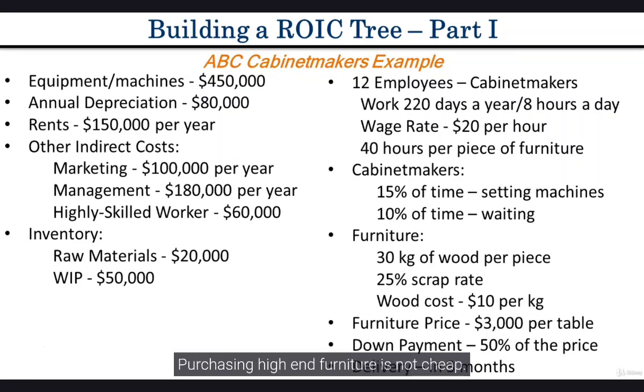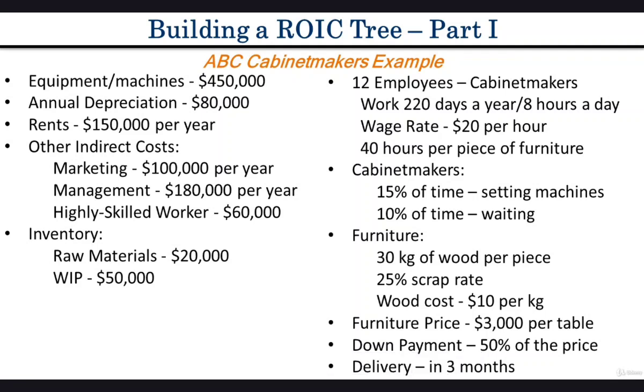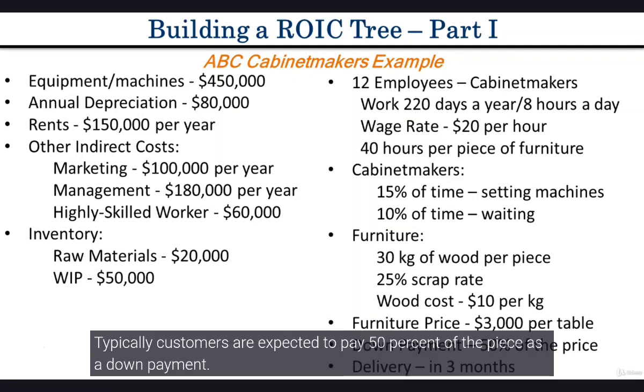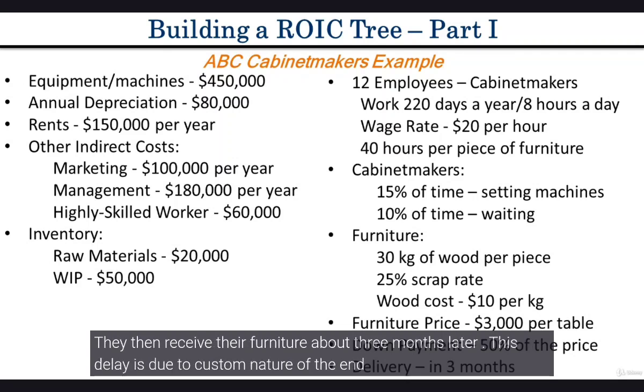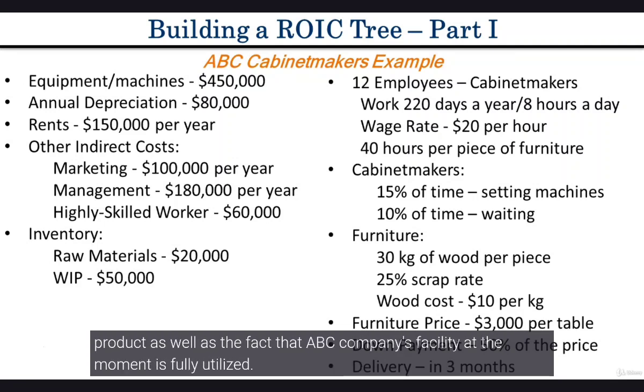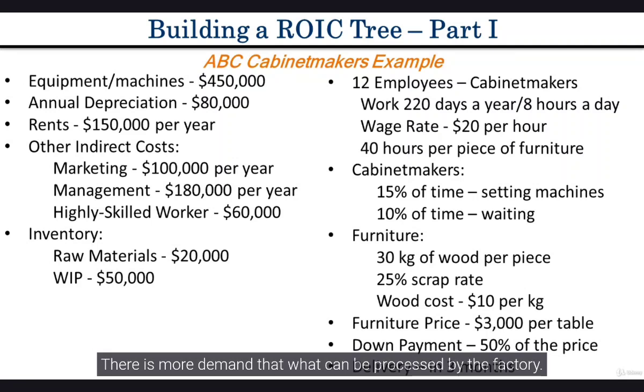Purchasing high-end furniture is not cheap. Customers pay about $3,000 for a dining table. Typically, customers are expected to pay 50% of the price as a down payment. They then receive their furniture about 3 months later. This delay reflects the custom nature of the end product as well as the fact that ABC Company's facility at the moment is fully utilized. That is, there is more demand than what can be processed by the factory.